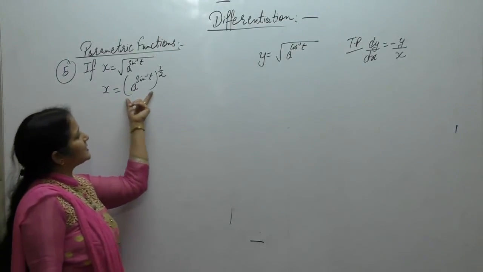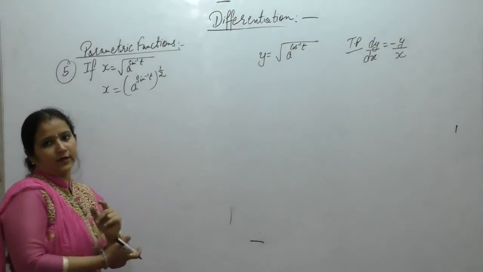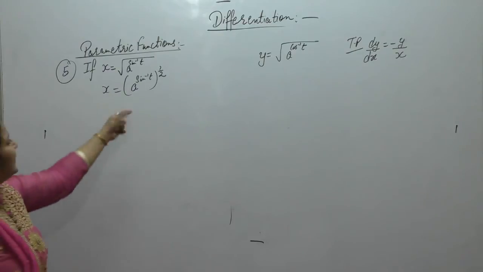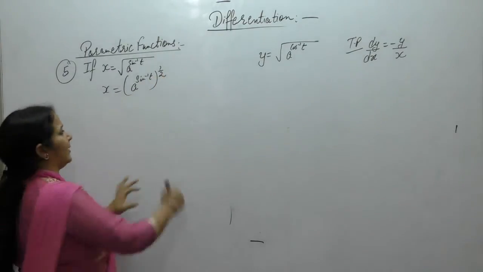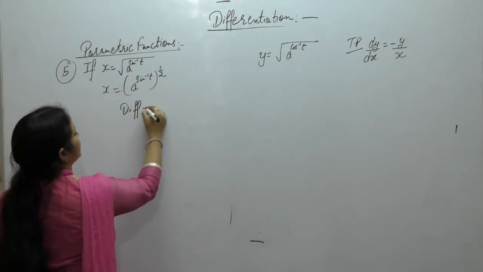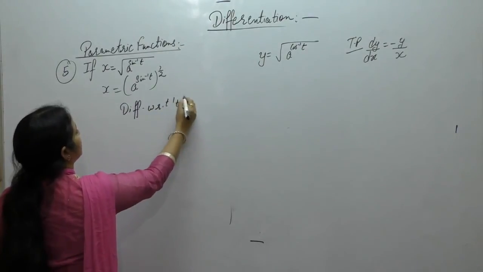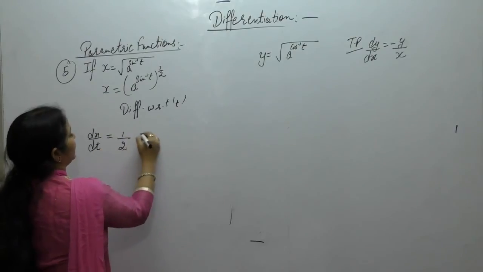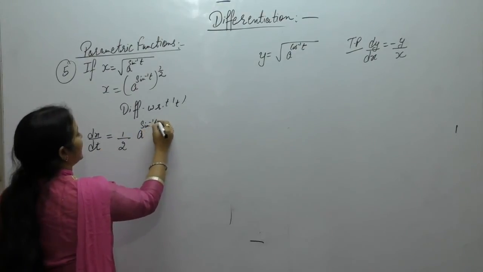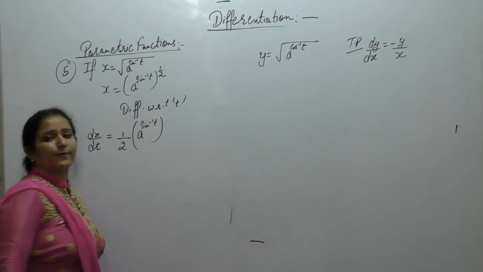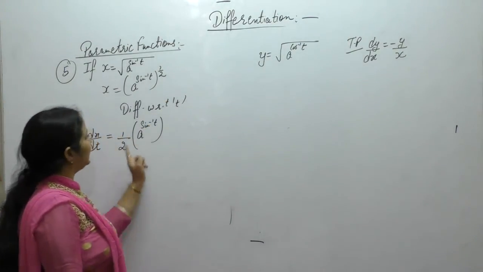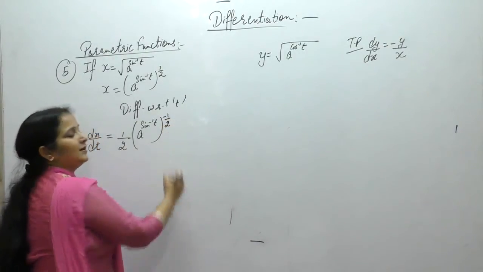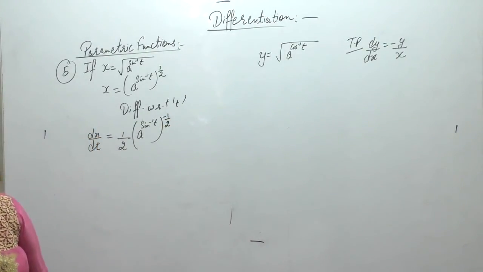Now apply the formula here. Let it be x power 1 by 2. Differentiate with respect to t. Dx by dt, 1 by 2 a sin inverse t, x power n and x power n minus 1, 1 by 2 minus 1, minus 1 by 2.